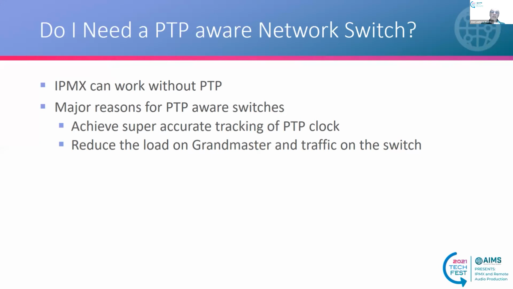They're useful in achieving super accurate tracking of the PTP clock by follower devices. A large network with lots of traffic might cause PTP messages to suffer from a lot of jitter. This means followers might have issues tracking the PTP clock very, very accurately. But with a boundary clock, the follower has a private and direct connection with the PTP master that's in the switch. And so there's very little, if any, jitter.